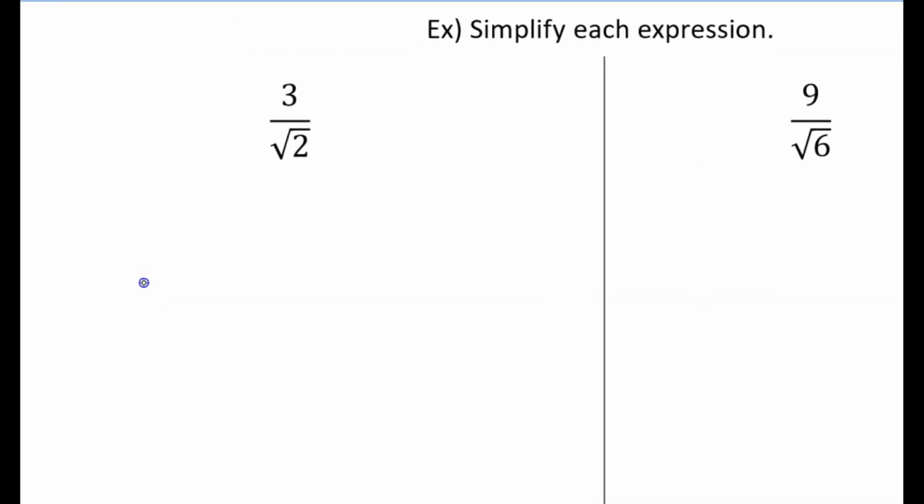So here are our first 2 examples. Let's look at this one first. We have 3 divided by the square root of 2. And what I'm going to do right here is multiply by a ratio of 1. I'm not changing it. If I multiply something by 1, isn't it the same thing? So I'm going to multiply by the square root of 2 times the square root of 2. Again, because I want to cancel out that square root in the denominator.